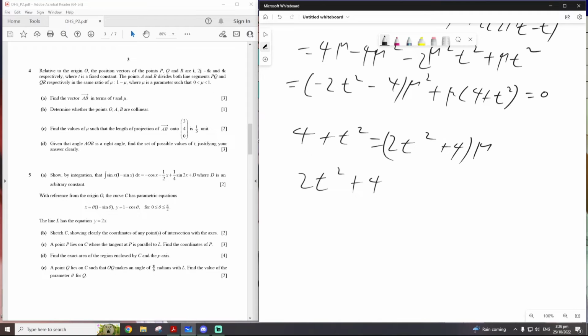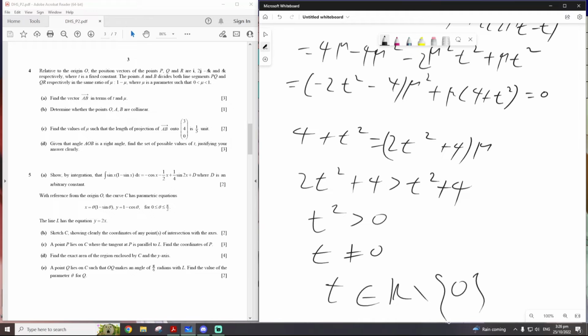plus 4. Now 0 less than mu less than 1, so this here is going to be greater than t squared plus 4. Because once you get rid of the mu, divide by mu, you're making this bigger, so you eventually get to t squared greater than 0, so therefore t is just not equal to 0. So in other words, the set of values is t is a real number except for 0. Quite a tricky question.